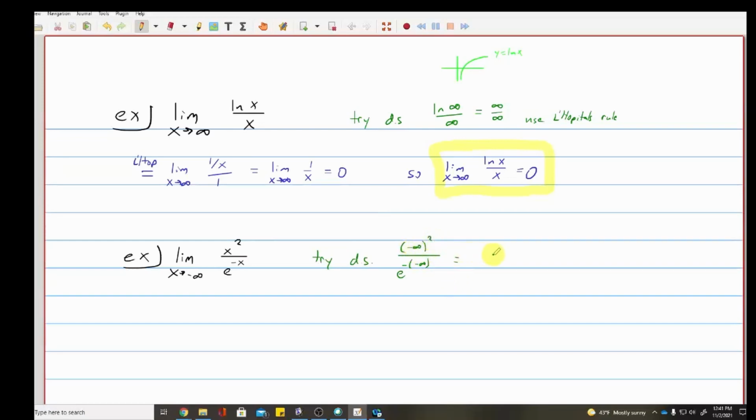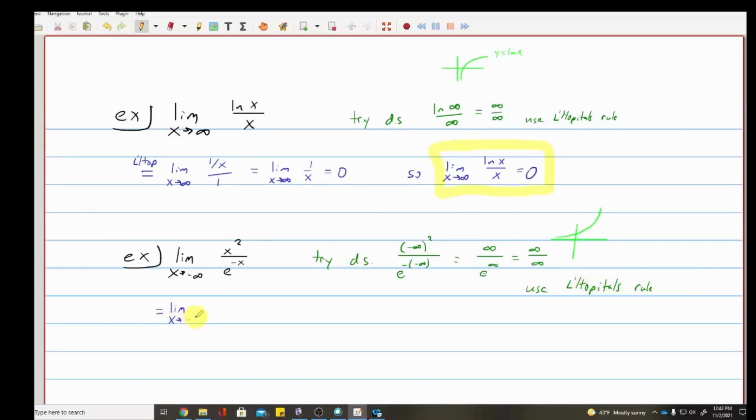When I take a negative and square it, I get a positive. So I have a positive infinity in the numerator. In the denominator, the opposite of negative infinity is infinity. And just like with the exponential function, if I think about the graph of e to the x, as my x values get large, my y values get large. So e to the infinity is like going to infinity. So we have an infinity over infinity case, so we're going to use L'Hopital's rule.